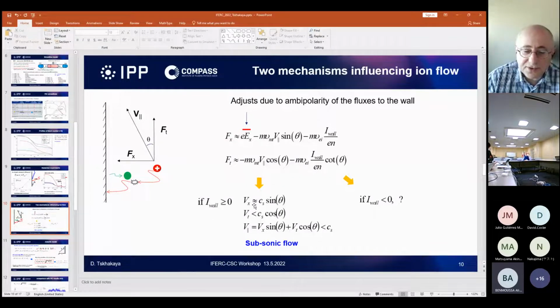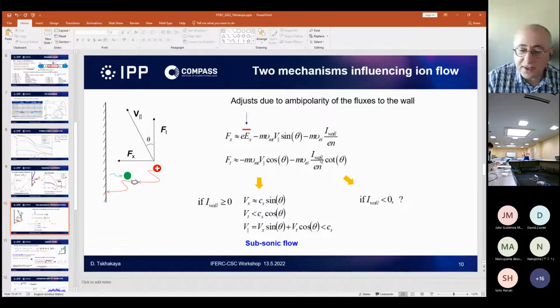So we can write this expression here. On the other hand, in the tangential direction, there is no electric field, of course, in one-dimensional approximation, and there is only friction. So it means that in this direction your velocity will be less than in the collisionless classical case. This means that if this component is classical and this part is not, it's clear that you never get the Mach number equal to 1. On the other hand, there is another point: if we have a negative current to the wall, the situation can change.